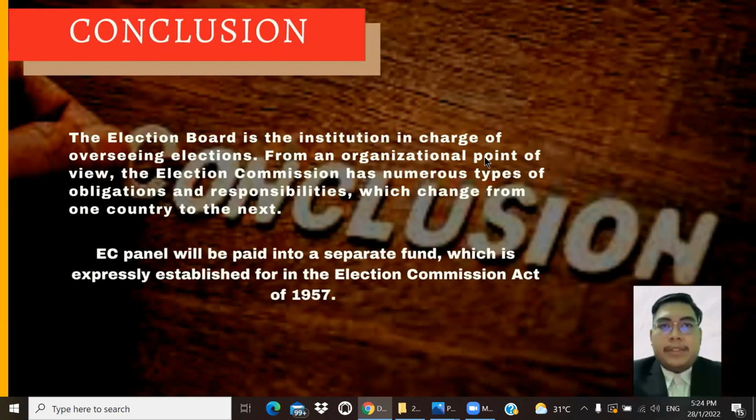The EC is responsible to the YDPA. The remuneration of members of the Election Commission panel is not subject to debate in the House. Remuneration for members will be paid into a separate fund, which is specially established for this purpose in the Election Commission Act of 1957. The YDPA is in charge of all aspects pertaining to performing functions on behalf of an organization.